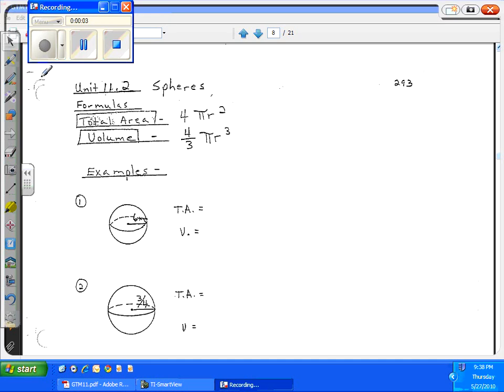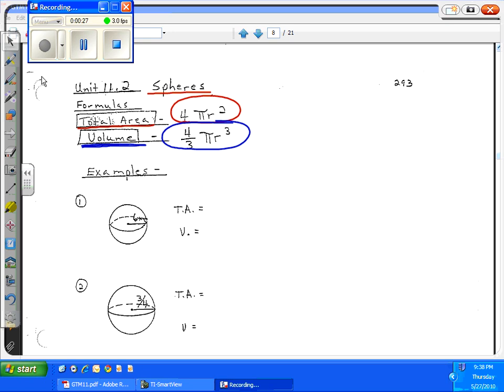Unit 11.2, we're going to find the total surface area and volume of spheres. The total surface area of a sphere is 4 pi r squared. The volume of a sphere is 4/3 pi r cubed. You just have to memorize those along with everything else.